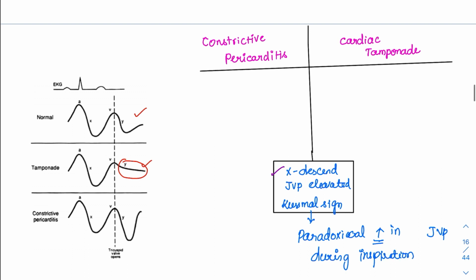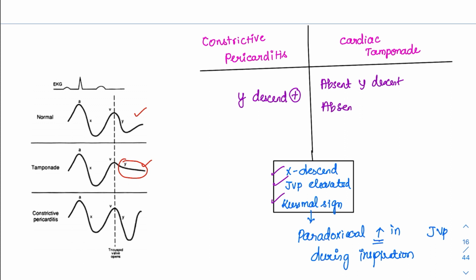What are the differences? I already told you these three things we cannot differentiate. But one thing that is different is the prominent Y descent, which is present in constrictive pericarditis, and here the Y descent is absent. Not only that, there can be another two clues in the question for a cardiac tamponade. The tamponade is completely obstructing the ventricle, so ventricular filling is not happening properly. The ventricle will not contract properly. So there will be absence of pulse. It is a very severe medical emergency. It has to be treated immediately. There is absence of pulse.